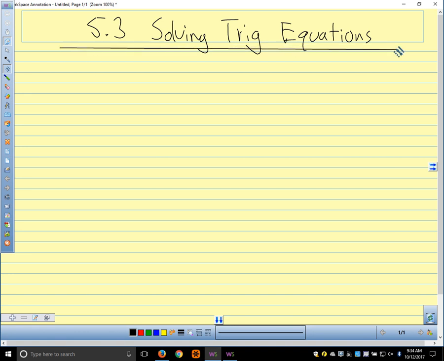So for solving trig equations, I'll give you some big picture guidelines, and then we're just going to go through a bunch of examples of different types of equations and the procedures that we're going to use to solve them. So we're using all of our algebra techniques that we already know.